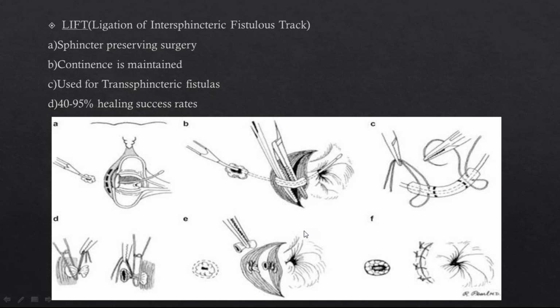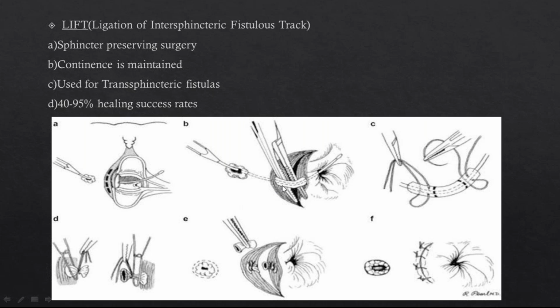In the LIFT procedure, what you do is go through the intersphincteric space. Here you can see a curved dotted incision. That incision is given between the internal anal sphincter and the external anal sphincter. Because that space is avascular, you can go directly. There you can see the probe passing in the intersphincteric space. In that area, the fistulous tract is excised.